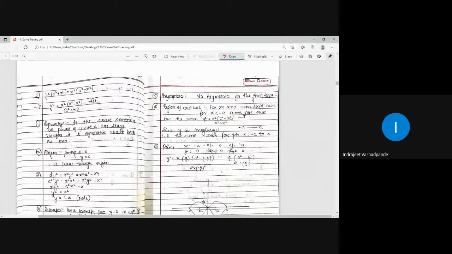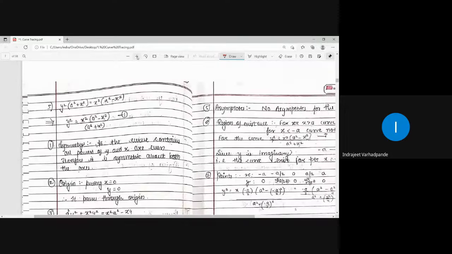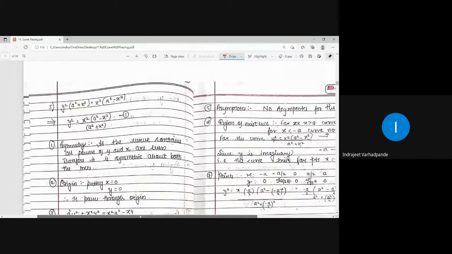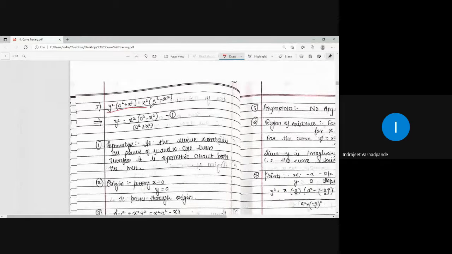So another curve which says that it is symmetrical about both the axes, the curve is y square multiplied by a square plus x square is equal to x square into a square minus x square.